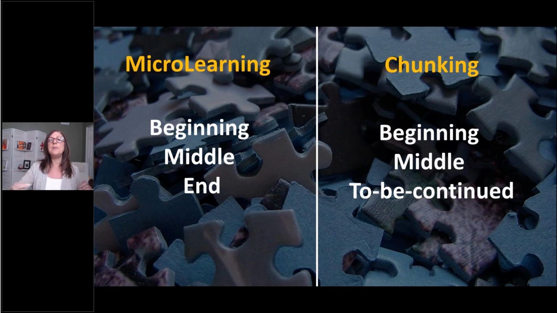I can't just jump in the middle and watch part two and leave, because I need to watch part one and I need to watch part three. And in order for me to really understand the whole thing, I need to watch part four. So that means that all of those puzzle pieces are interconnected. I need all of the puzzle pieces in order for the learning to be understood and to be acted upon. That's chunking.